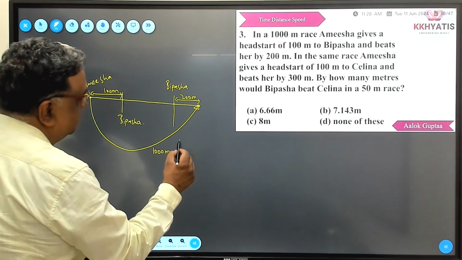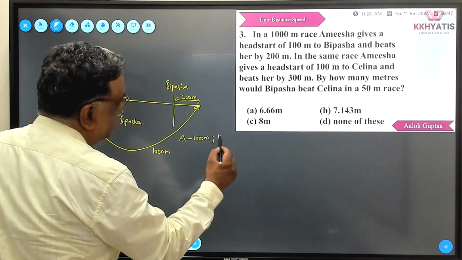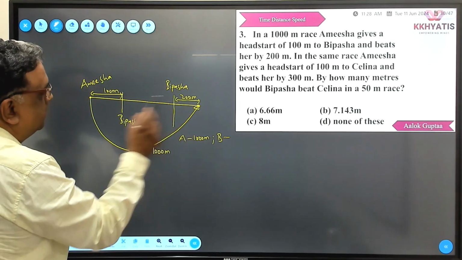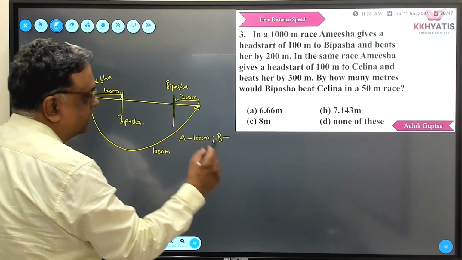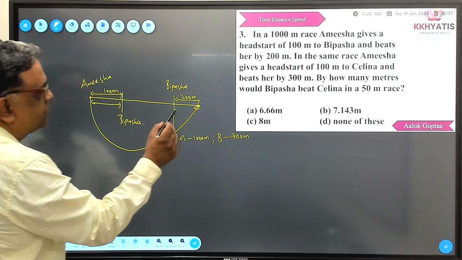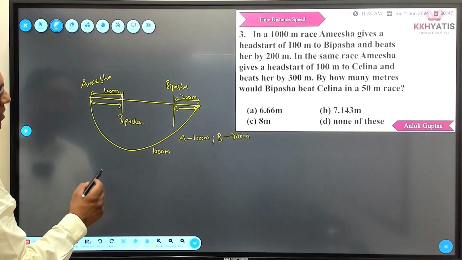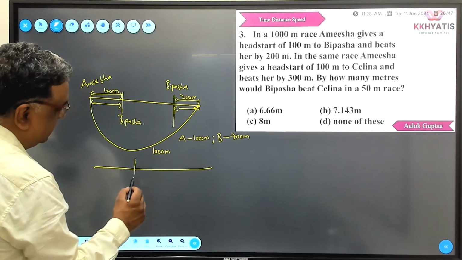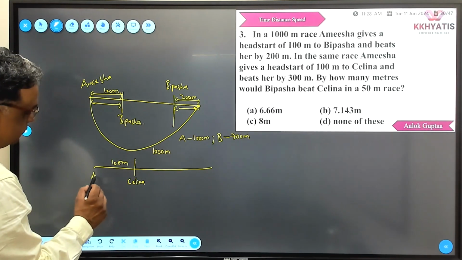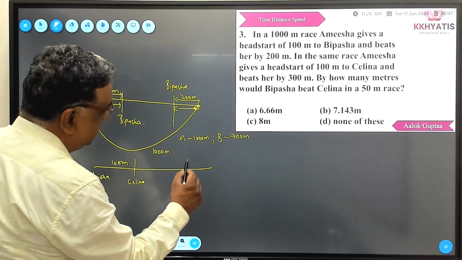When Amisha has run 1,000 meters, Bipasha has run only 1,000 minus 100 minus 200, 700 meters only, because she already had 100 meters start and she was defeated by 200 meters, so total 300, so 700 meters. In the second scenario, Amisha gives Selena a lead of 100 meters and wins the 1,000 meters race by 300 meters.